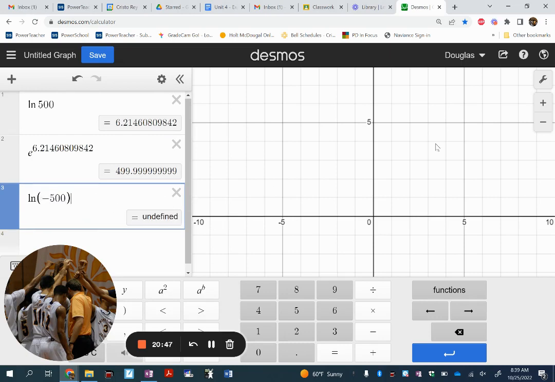These are the same thing. We know that the natural log, or a log of any negative number, is not going to exist. So that's why we write undefined.